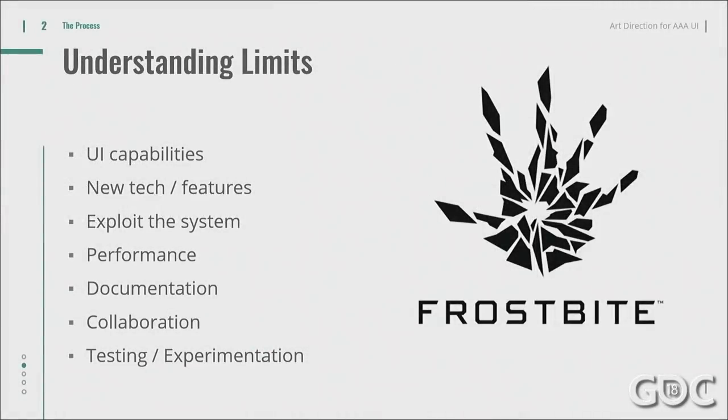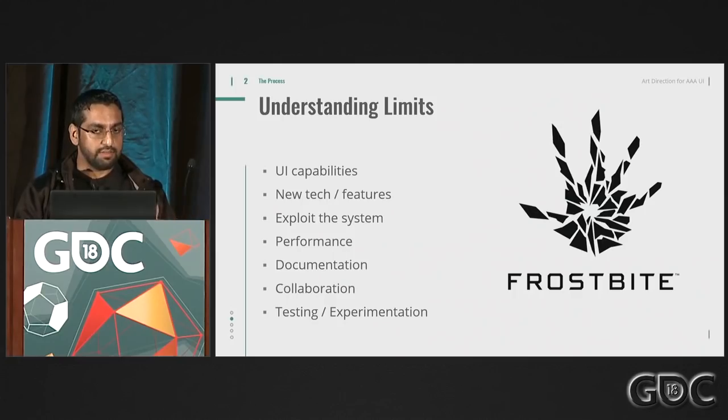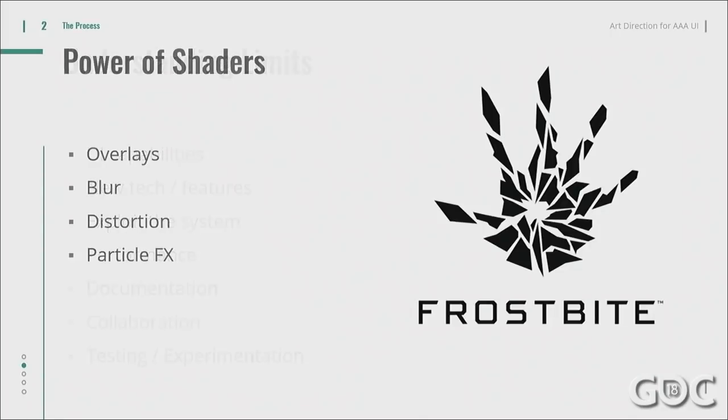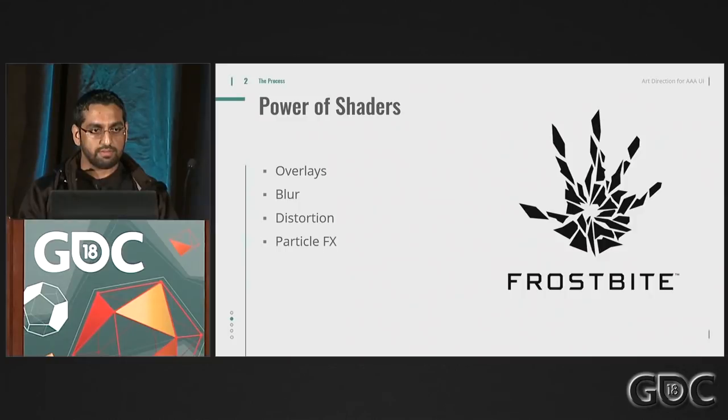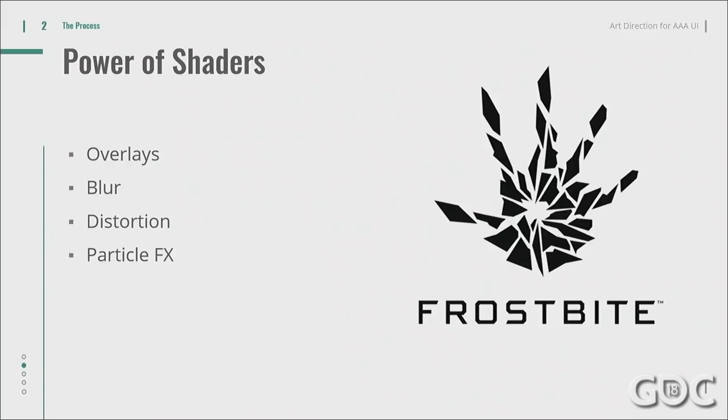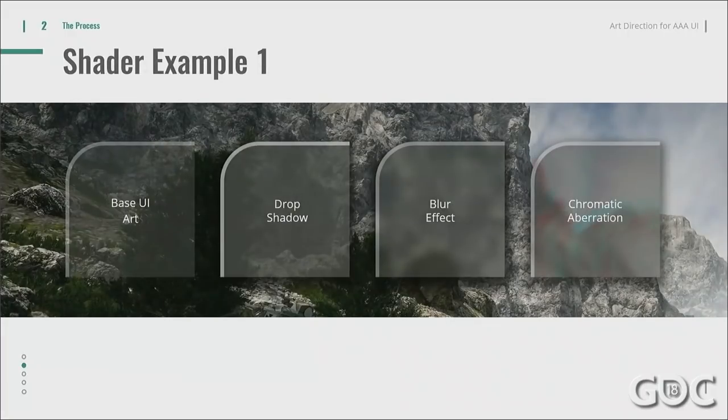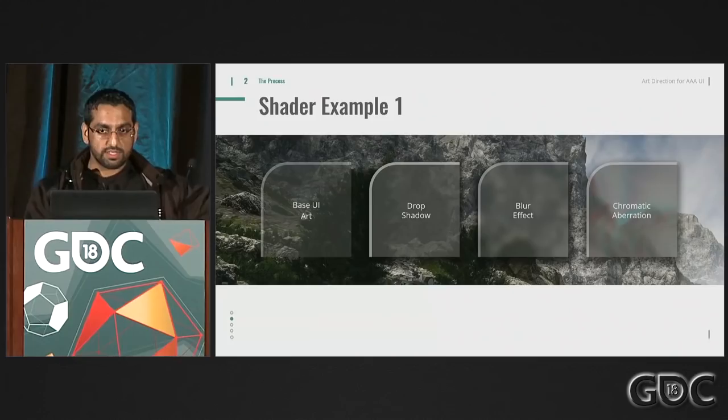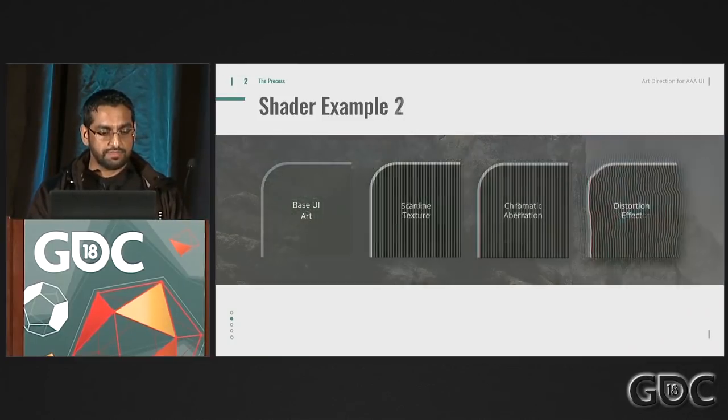Engine knowledge, so understanding our limits. We want to understand the limits of your engine. You need to figure out what kind of tech you need. You want to exploit the system, make sure it's performant. You want to document these things and make sure you test them out regularly. One good thing about engines is that we can use shaders to do half the work for us. So example here is where we have a base artwork, which is kind of flat. But then you add drop shadows, blur effect, chromatic aberration, and it looks a bit more dynamic. It's a lot more pleasing to the eye compared to the one on the left.